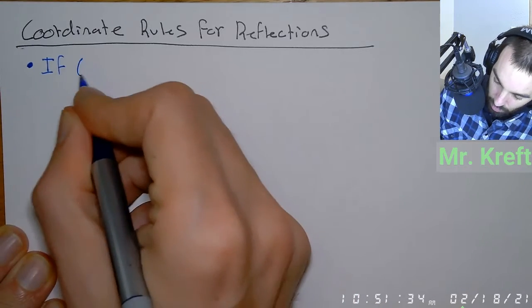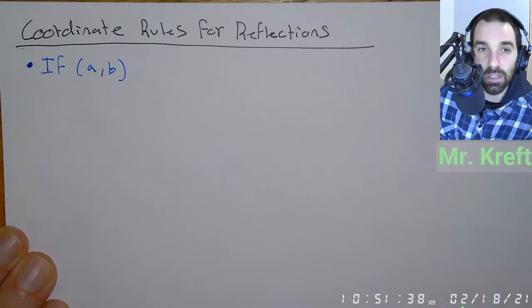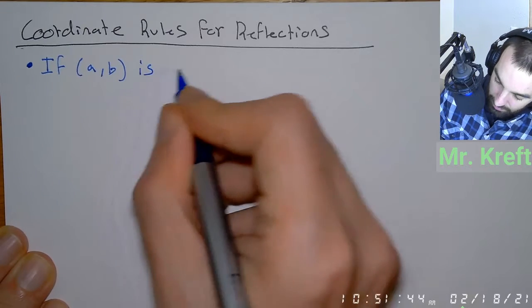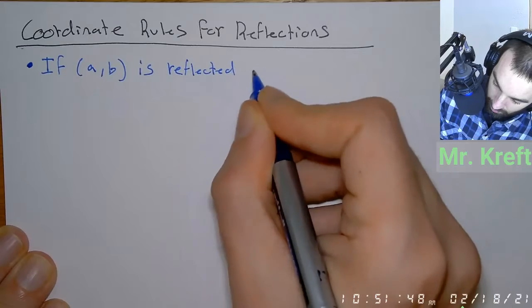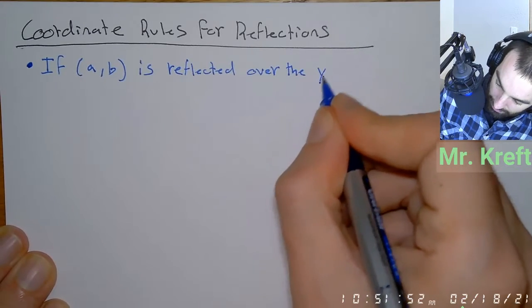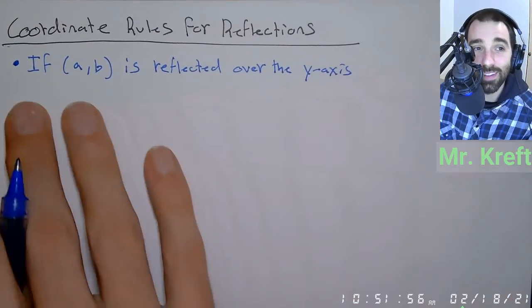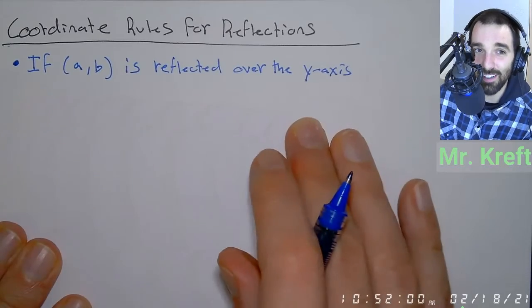Okay? So if you have some point A, B. When I say A, B, A and B are some numbers. And if it is reflected over the y-axis, right? We did one of these. So remember, this is a shortcut. You can draw this one. Again, this is a shortcut.